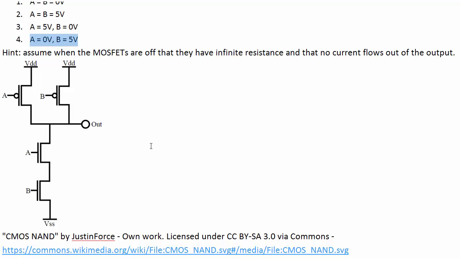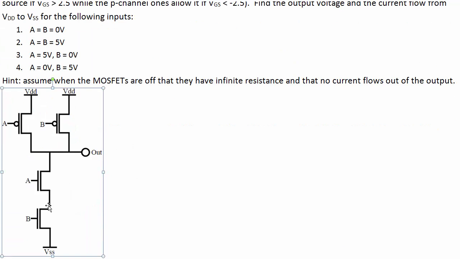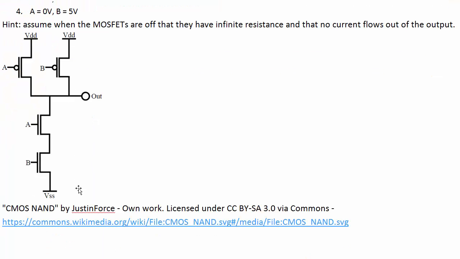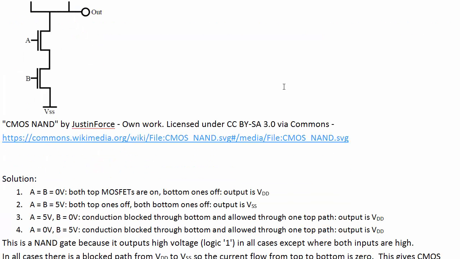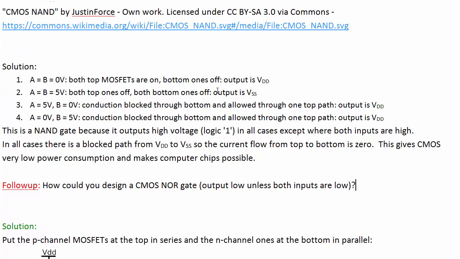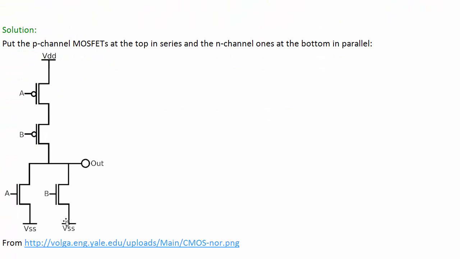Same thing for this opposite case. So the output is going to be high if both of them are off, or if one of them is conducting. The only time the output's going to be low is if both of them are on, which means this is indeed a NAND gate. Try and use this to design a CMOS NOR gate, one that would be low unless both inputs are low. Well, all you do is reverse which side of this was in series or parallel.